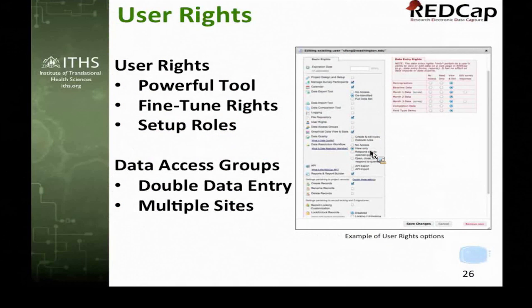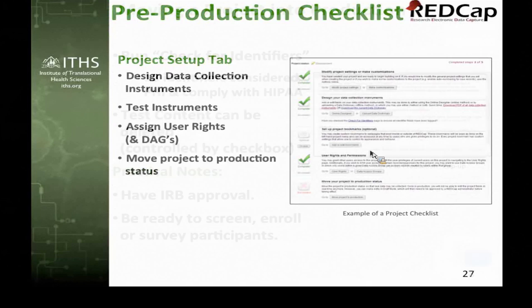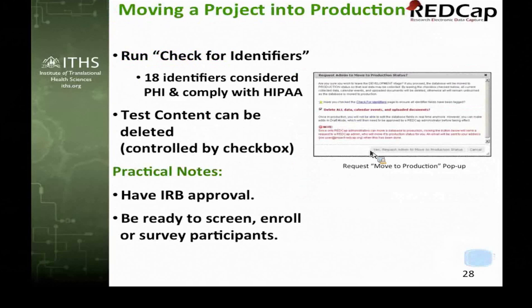Then the pre-production checklist. Design your data collection instruments, test, and test again. Have somebody else test your stuff. There's nothing as annoying as having to come back and go through the double check process all over again. Assign user rights and move the project to production. For that double check.